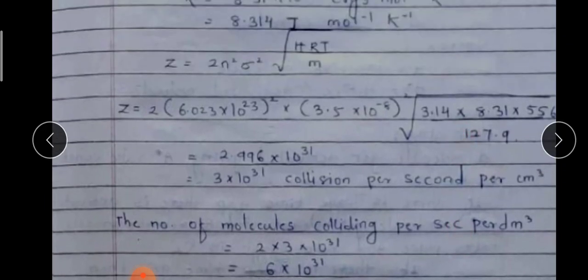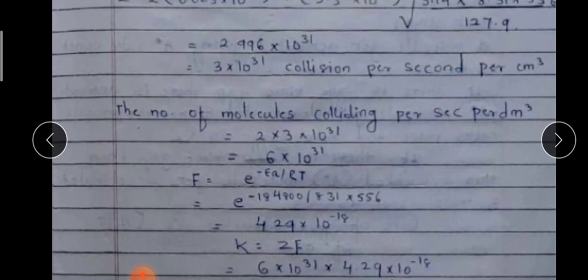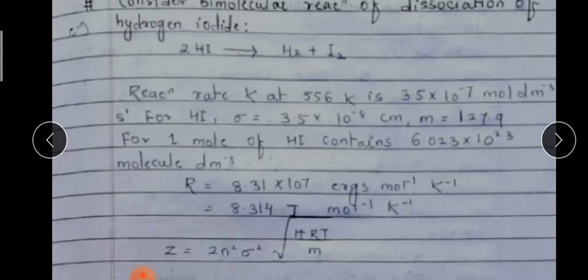Once you calculate the collision frequency, you can calculate the number of molecules colliding per second per dm cube. Then from that you can calculate F, and you can calculate k also. Sometimes they may ask about a bimolecular reaction, but generally the question is on the unimolecular reaction.